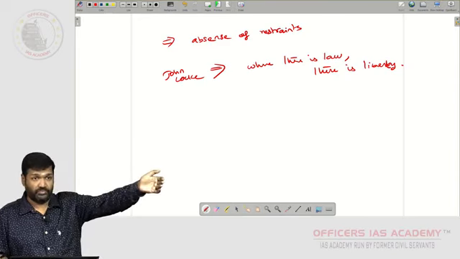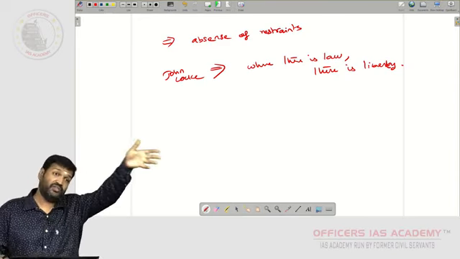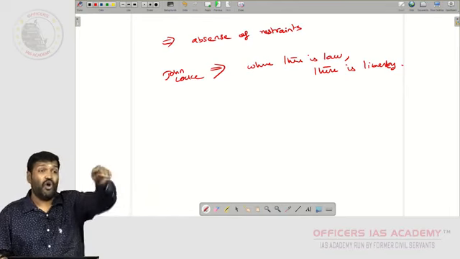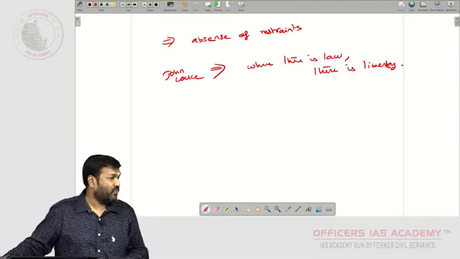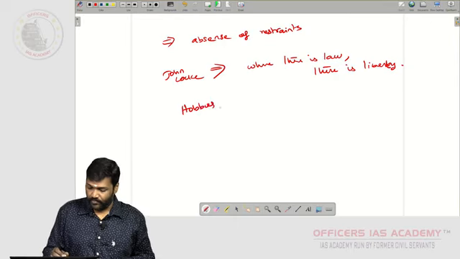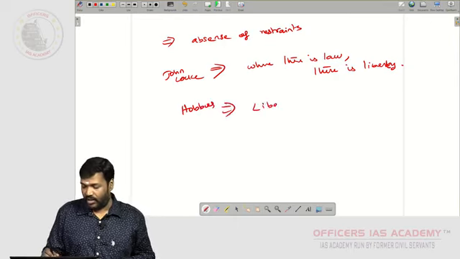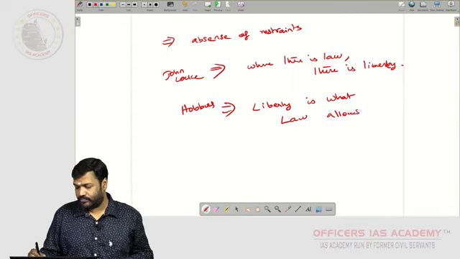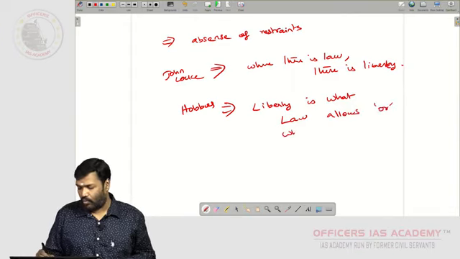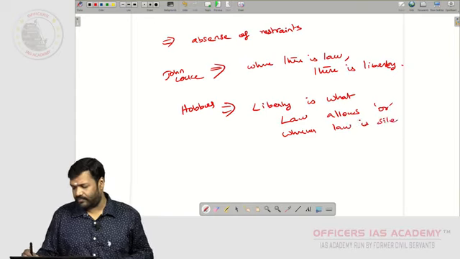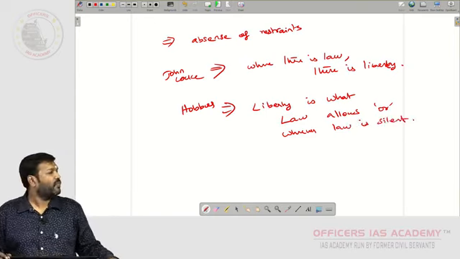Thomas Hobbes, the predecessor, goes to an extent and says, liberty is what law allows, or wherever law is silent. Okay, liberty is what, according to Hobbes, liberty is what law allows or wherever law is silent. Okay.